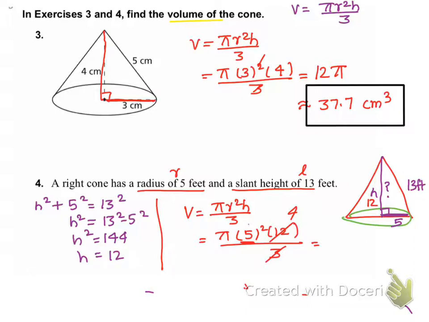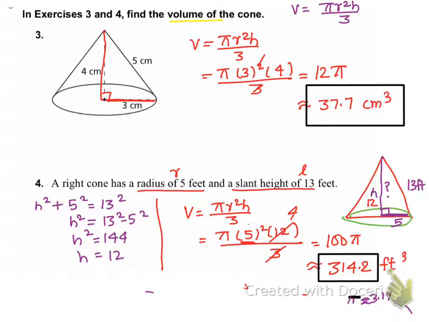25 times 4 is 100 pi, and when I multiply it, my answer is going to be 314.2 feet cubed to the nearest tenth. And you can remember that pi is roughly equal to 3.14. When you multiply by 100, the decimal moves 2 places, so you need one more digit. That calculation is easier. Let's move to question number 5.